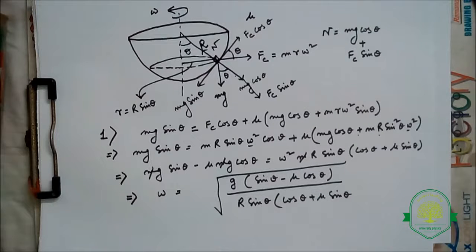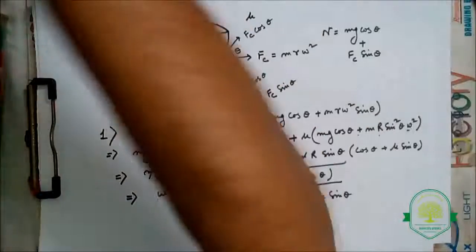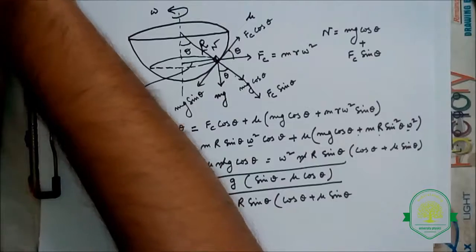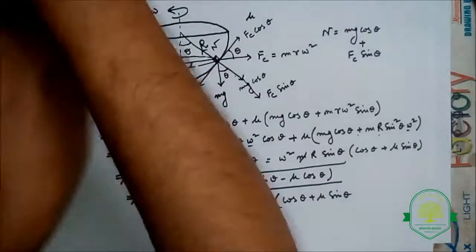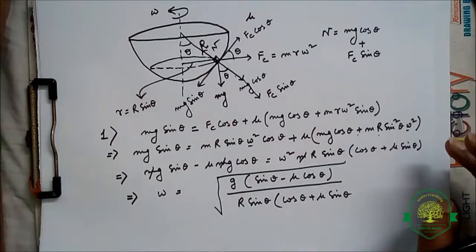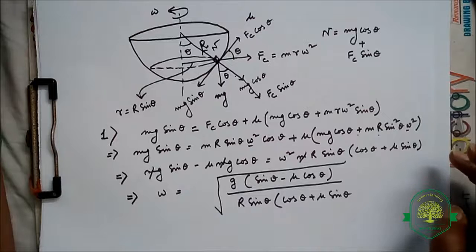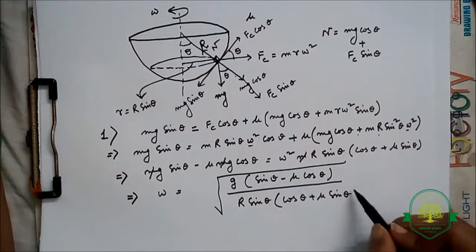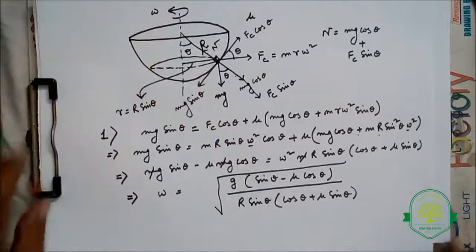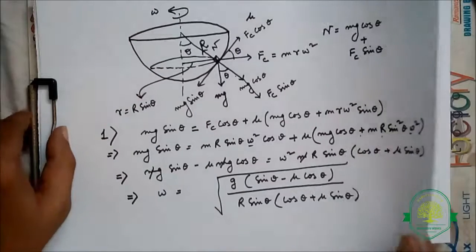So this is the first case. This is when the expression for omega is not enough to sustain the circular motion of the block. I'll just check the answer if I've got it right. Yeah, I think I've got it right. So let us now move on to the second case.